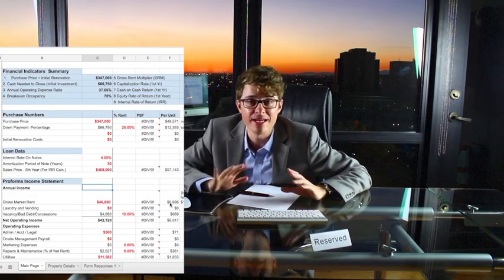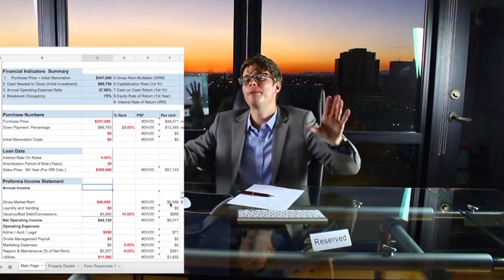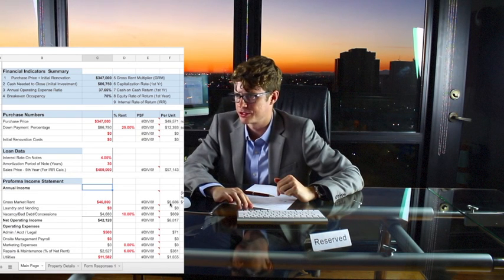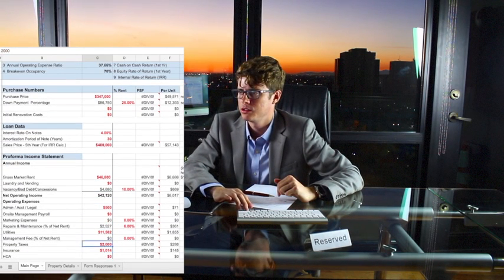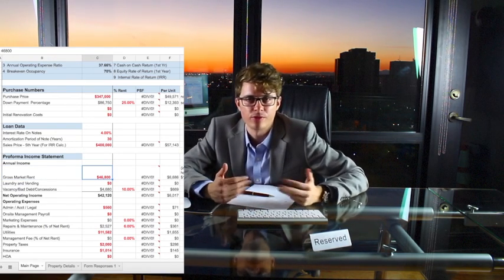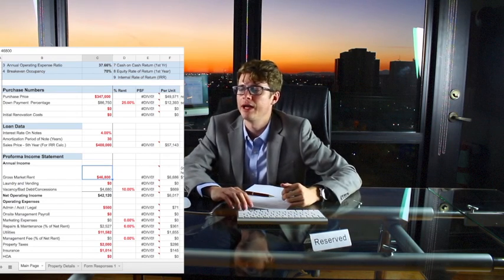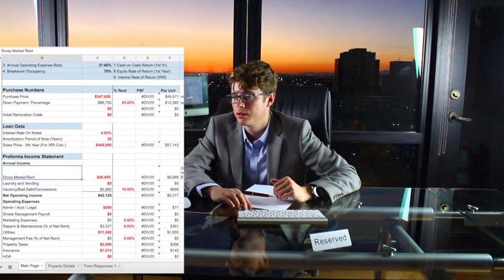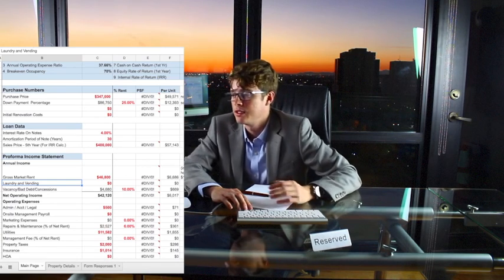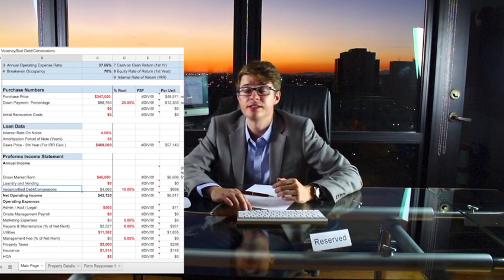Now let's get into the meat, the real thing, the net operating income. So net operating income says, let's start with gross market rent, the obvious income, people's rent coming in. Also add in laundry and vending, another basic thing. Income's kind of obvious. Where's your money coming in from? Just add all that. Now let's get to the expenses.